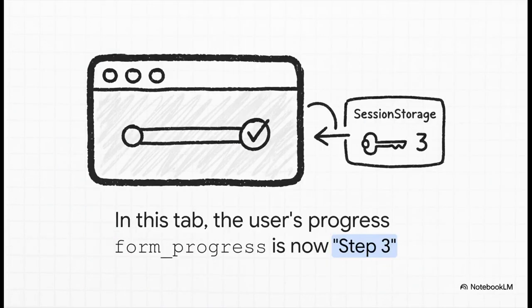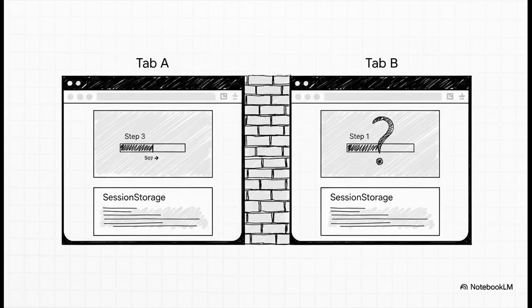Okay, let's see what this actually looks like. Imagine in one tab, tab A, you're on step 3 of a big application. Your website can save that progress, something like form progress equals step 3, right into session storage. In this tab, everything is working perfectly. But now, what happens if you open the exact same website in a new tab, tab B? Well, that new tab gets its own completely separate and totally empty session storage. The data from tab A doesn't leak over at all. The browser treats them like two different worlds.